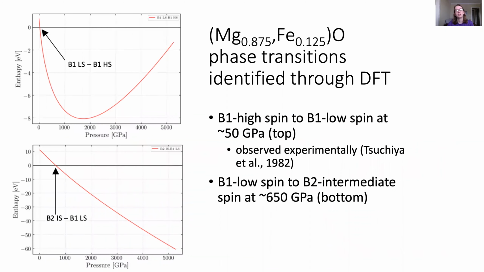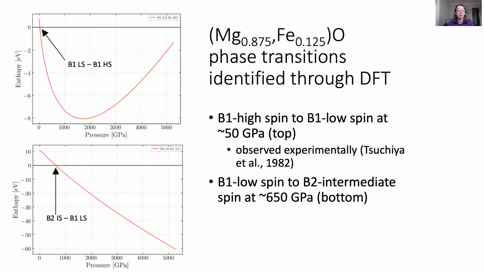An important part of understanding ferropericlase at depth is knowing where it has phase transitions. As ferropericlase increases in pressure, it changes form in order to accommodate being more tightly packed together. In some preliminary calculations that I've done, ferropericlase undergoes a series of phase transitions at high pressure.